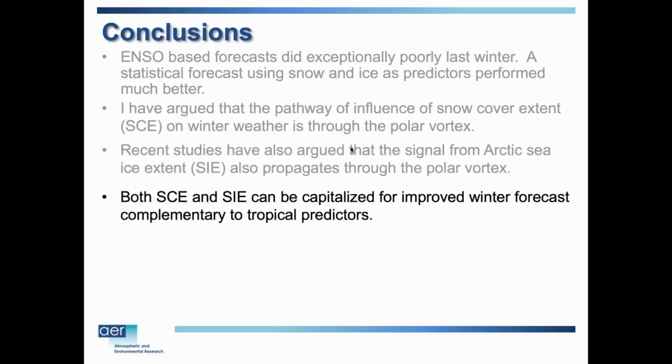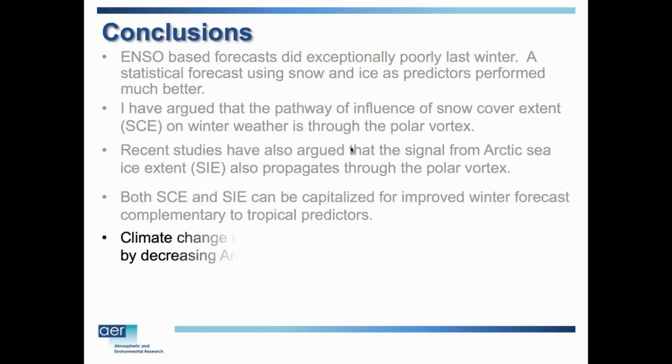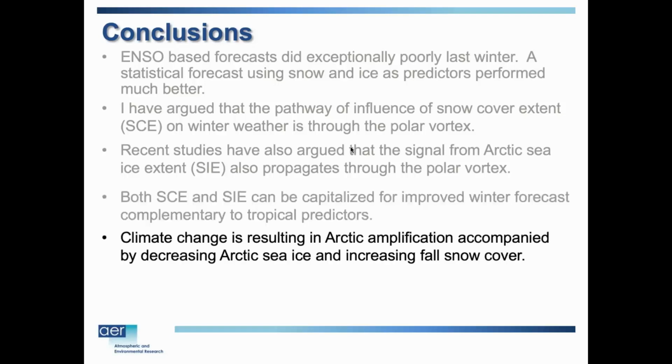And I think that you can use both of them to complement a tropical prediction. They're not replacing it, but complementing it. And I think they're really important for not only seasonal but even sub-seasonal prediction because of their influence on the behavior of the polar vortex. Climate change is resulting in Arctic amplification, but this is also coupled with decreasing Arctic sea ice and increasing fall snow cover.